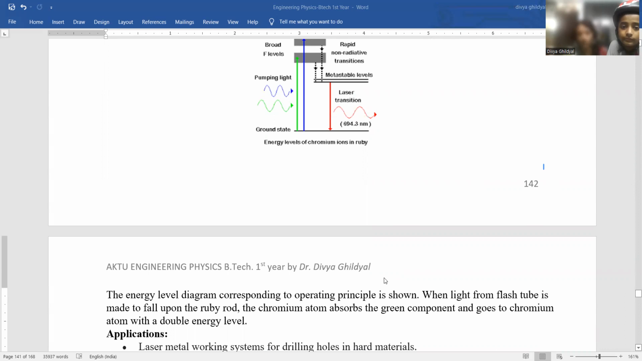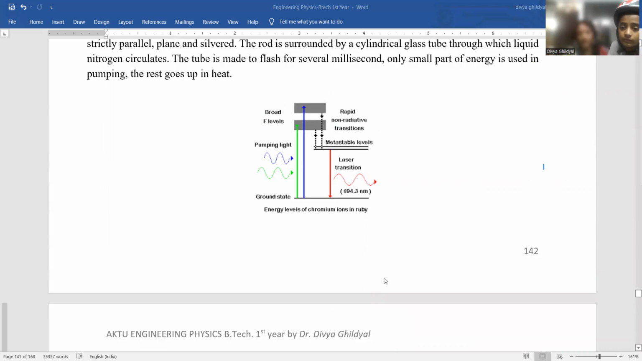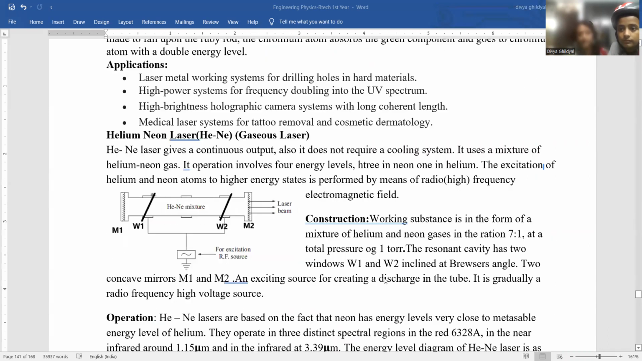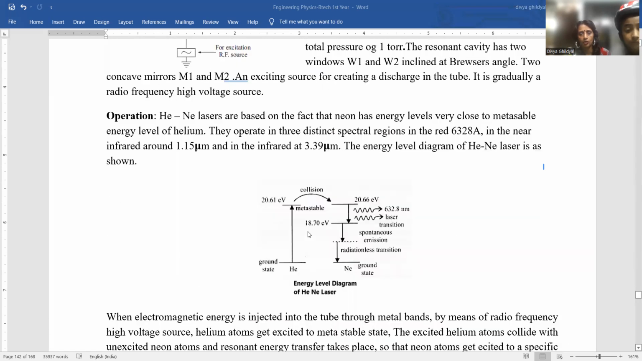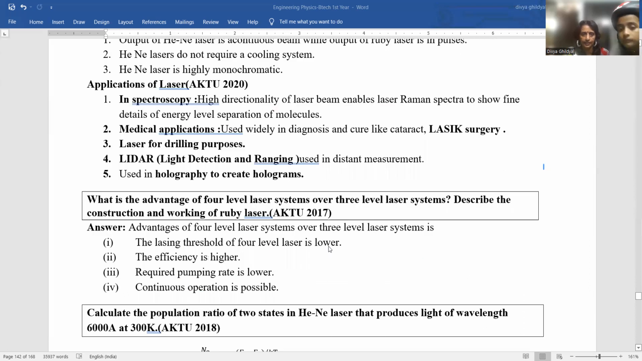It gives output in the form of pulses. It requires a cooling system. Heating is a very big drawback of ruby laser. Comparatively, helium neon laser is much better: light, easy to carry, gaseous, does not require any cooling system, and population inversion happens because of the collision of helium and neon gases in it.